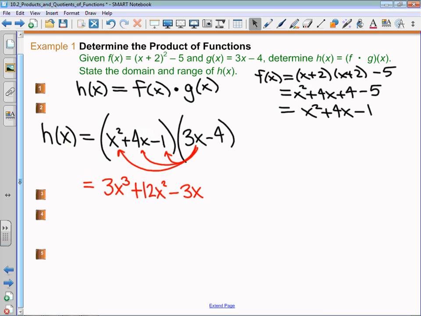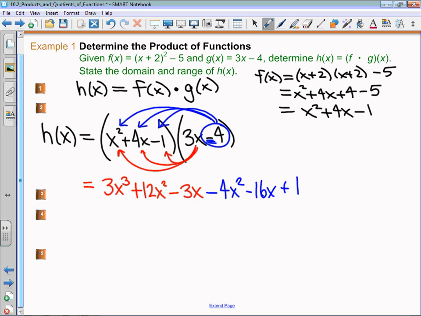Now, the next thing I'm going to do is take the negative 4, not just the 4, the sign has to go with it, and I'm going to distribute that onto each term in the other bracket. So negative 4 times x squared is negative 4x squared. Negative 4 times 4x is negative 16x. And negative 4 times negative 1 is positive 4.